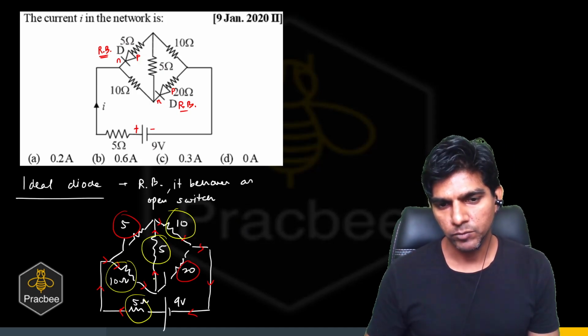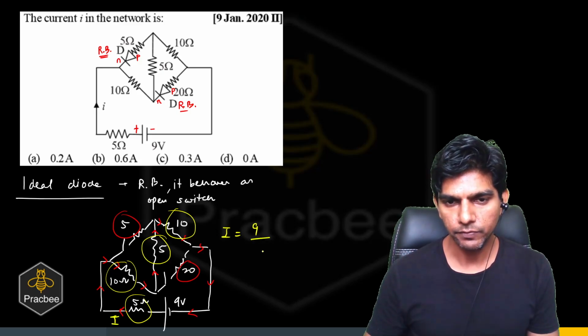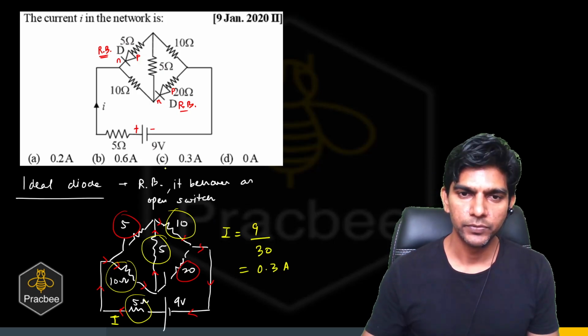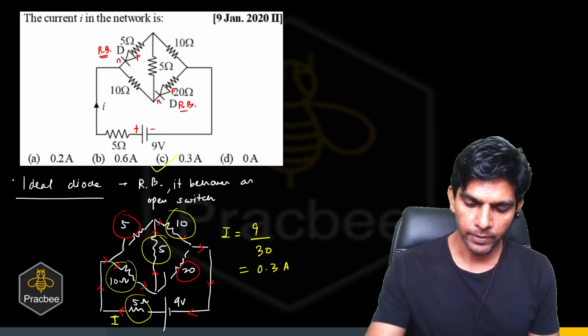So we can say the current, let us say the current is I. So I will be 9 divided by 30, which comes out to be 0.3 ampere. So option C is the right answer.